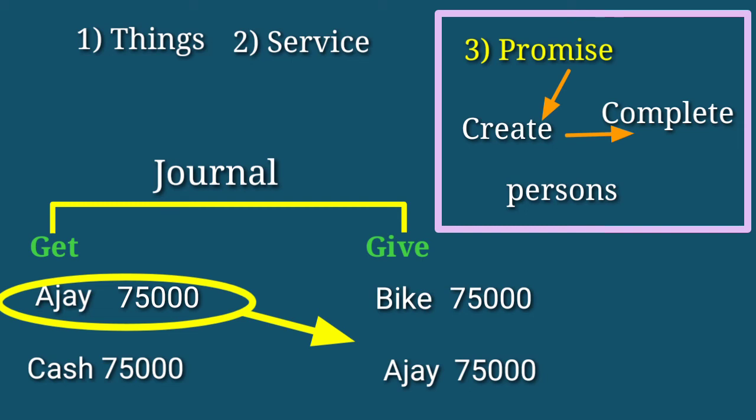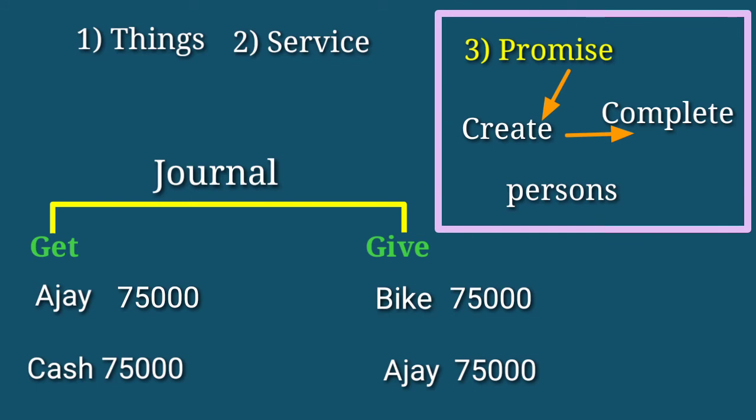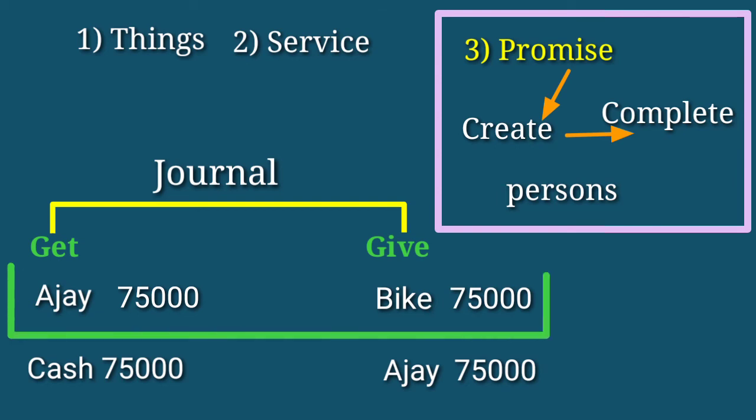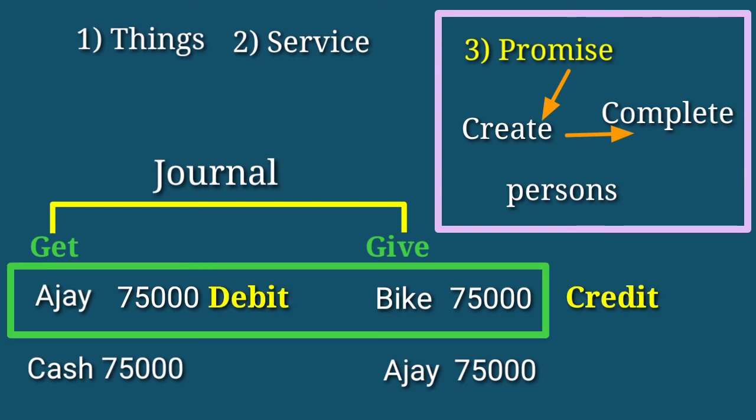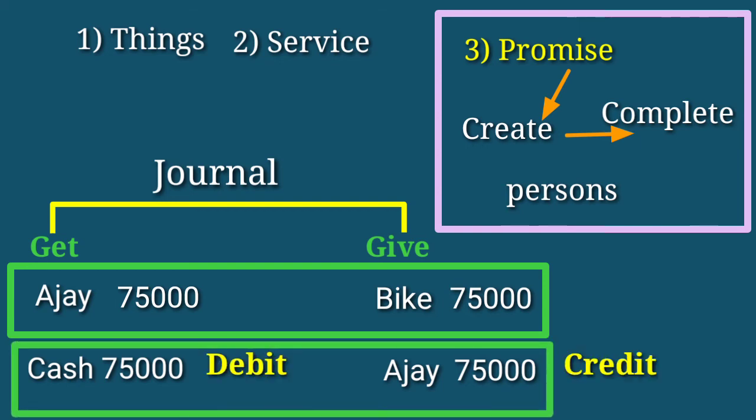Okay. So we are not giving anything, but we are completing the promise. Is it clear? So in accounting terms, on day 1, we can say Ajay 75,000 debit and bike 75,000 credit. What we are getting, that we should debit, and what we are giving, that should credit. And on day 2, we are getting cash. So cash 75,000 debit and Ajay 75,000 credit. Is it okay?